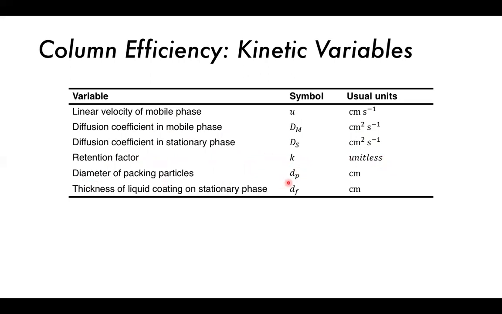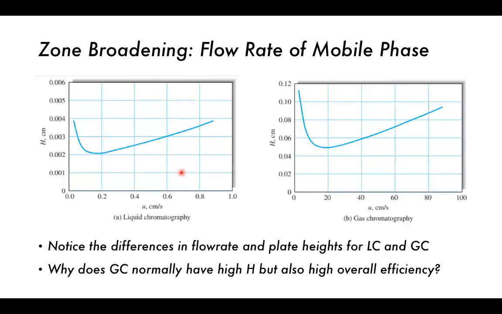Diameter of packing particles is dp. Thickness of the liquid coating in the stationary phase is df. So this is the liquid coating of the packing particles. So these would be the stationary phase particles. Because we're going to talk about the efficiency of our columns, the efficiency of our chromatography, and then we're going to consider reasons why efficiency may vary.